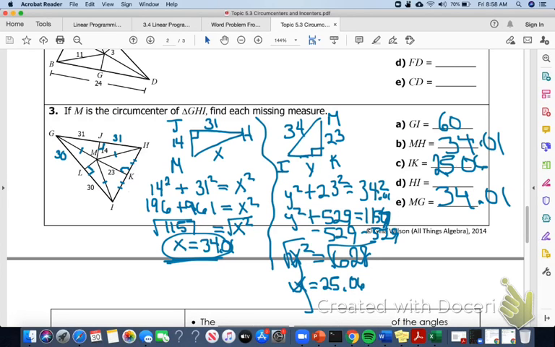So for HI, we already have it then, because we're just going to multiply by 2. So this is 50.12.